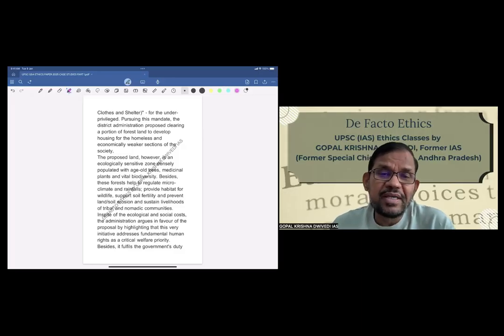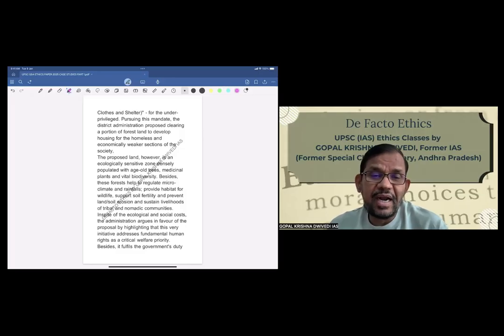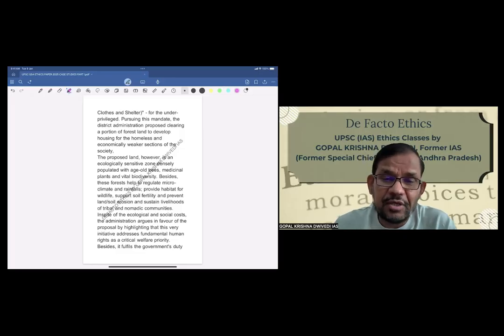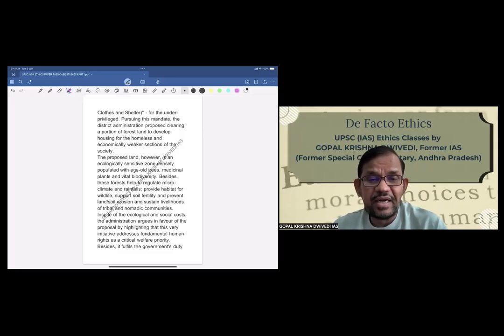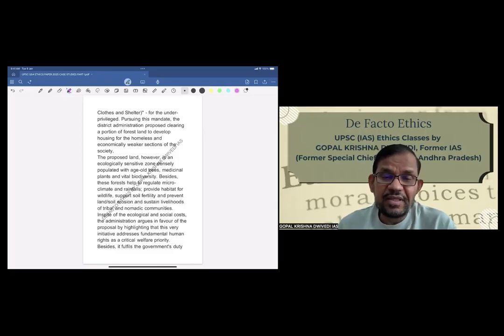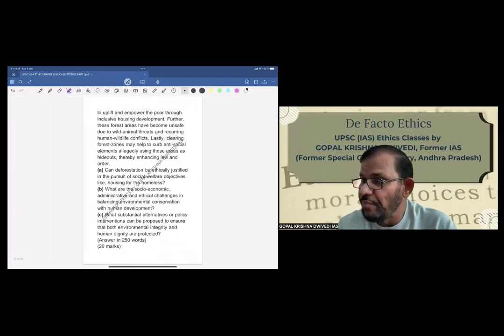The proposed land, however, is an ecologically sensitive zone, densely populated with age-old trees, medicinal plants, and vital biodiversity. Besides, these forests help to regulate microclimate and rainfall, provide habitat for wildlife, support soil fertility, prevent land and soil erosion, and sustain the livelihoods of tribal and nomadic communities. In spite of the ecological and social costs, the administration argues in favor of the proposal by highlighting that this initiative addresses fundamental human rights as a critical welfare priority. Besides, it fulfills the government's duty to uplift and empower the poor through inclusive housing development.